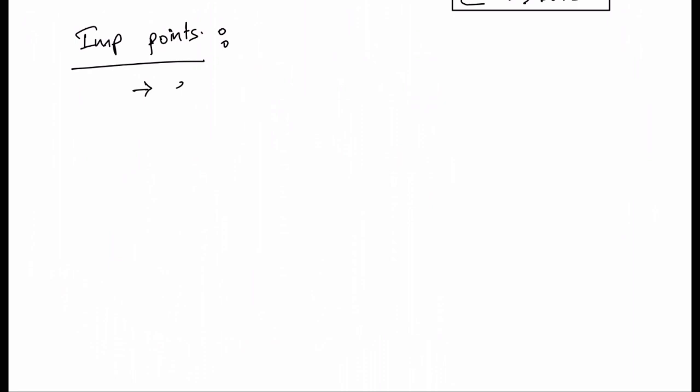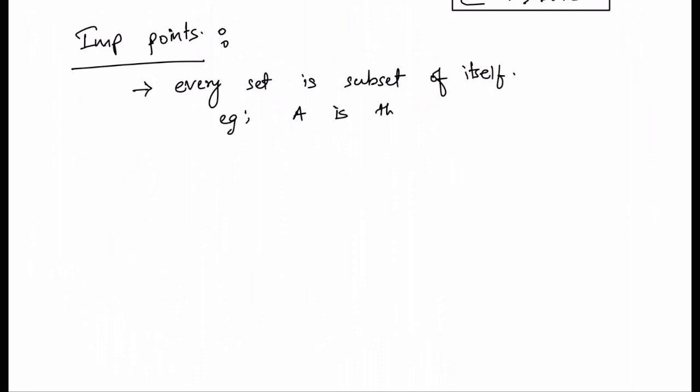Every set is a subset of itself. मतलब वो खुद ही का सबसेट है. हर एक सेट वो खुद ही का अपना सबसेट होगा. Okay? Let's say A is the subset of A. For example, A is the subset of itself. ठीक है? Set A अपना खुद ही का सबसेट होगा. Okay? Set A is the subset of itself.